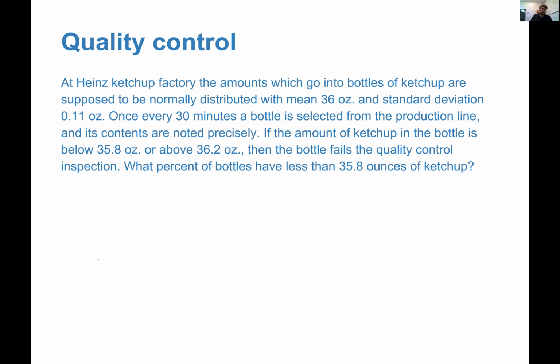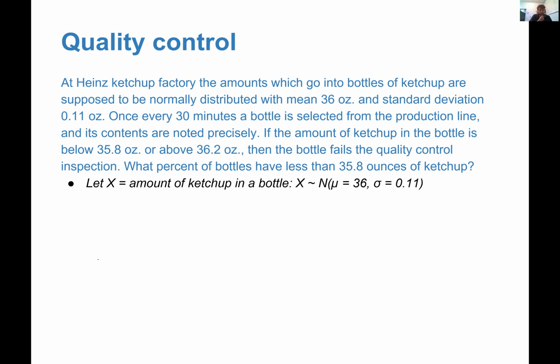Okay, so we're going to solve this together. So first, let X be the amount of ketchup in a bottle. So X is like our random variable, and the squiggle tells me that it matches a normal distribution with mean 36, standard deviation 0.11.